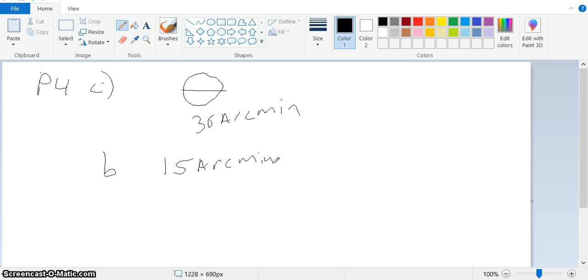So to get to 30 arc minutes, we'd multiply that by 2. If it took 1 minute to get 15 arc minutes, it would take 2 minutes to get to 30 arc minutes. So the answer to the very last part of part C would just be 2 minutes, because they really want the time for the moon to move one of its diameters.